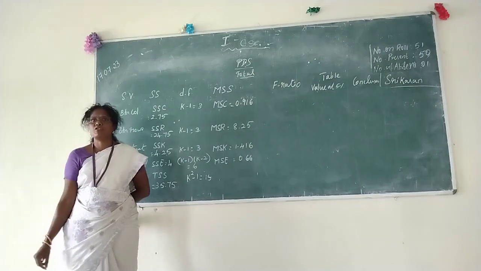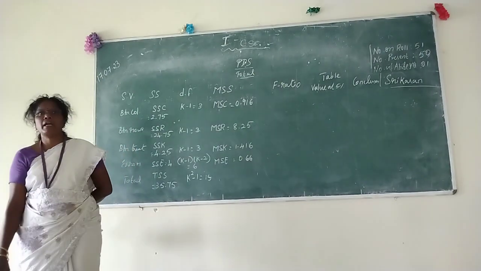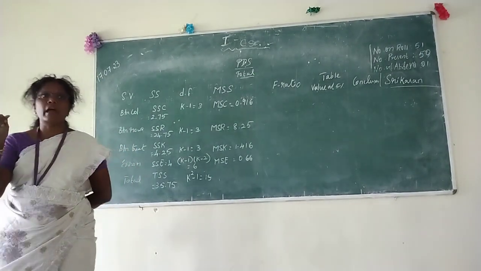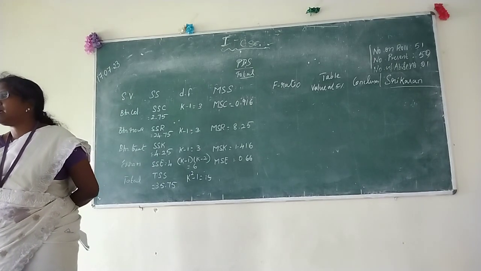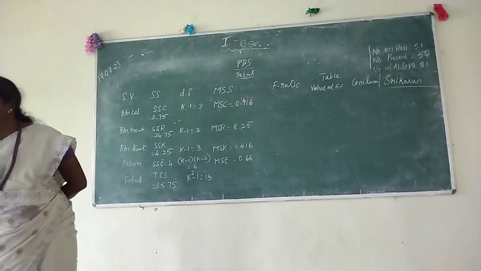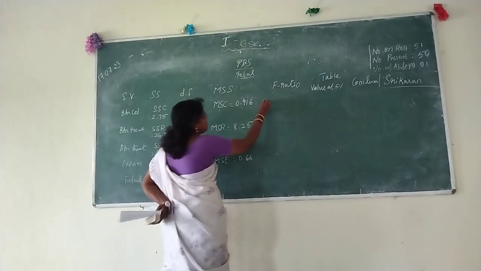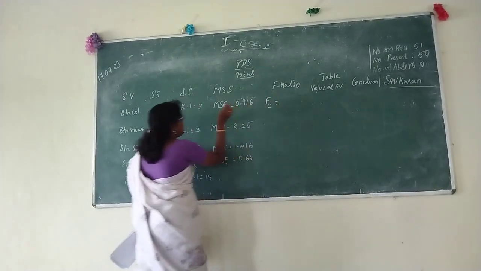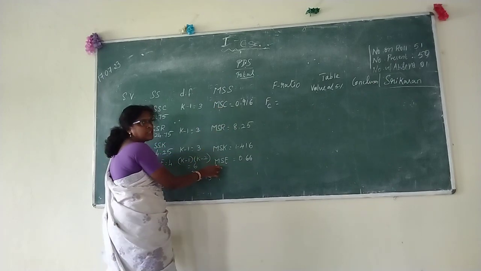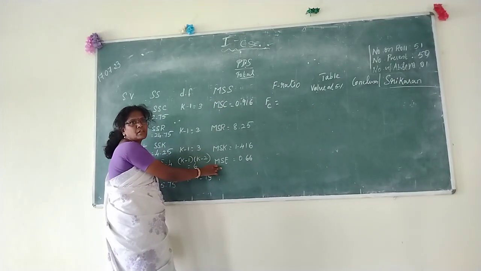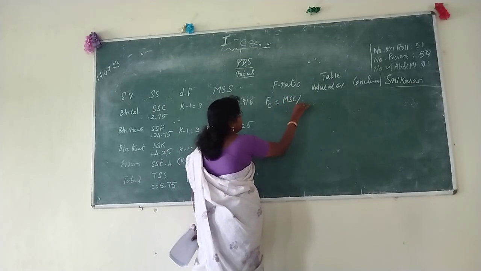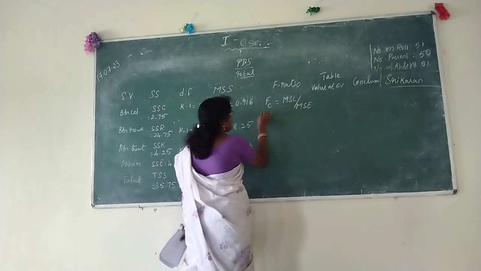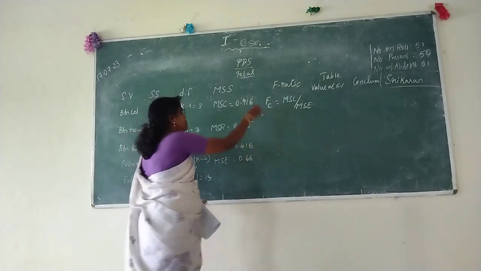Shall we find the F ratio? How many F ratios to find? 3: column, row and treatments. To find the ratio, you always compare only with the error, the mean of error. So FC: compare the column value with the error. Which is greater? MSC. So the formula will be MSC divided by MSE. Find the column value, the F ratio.